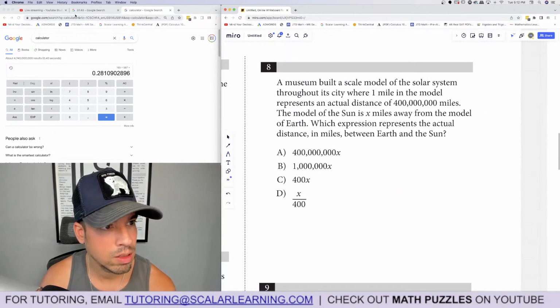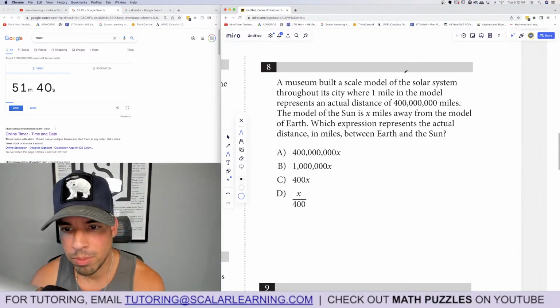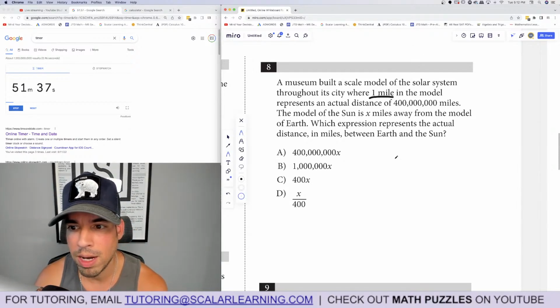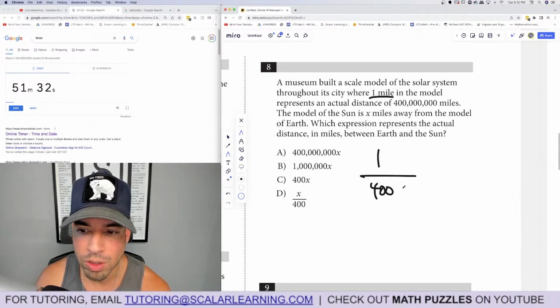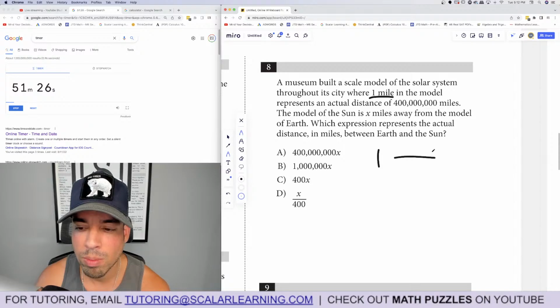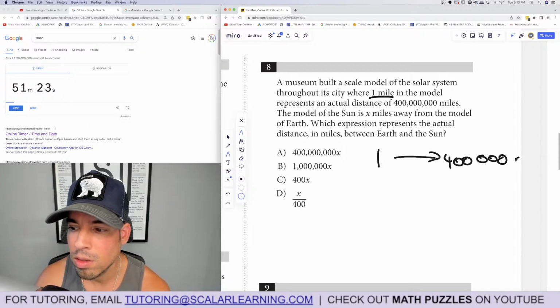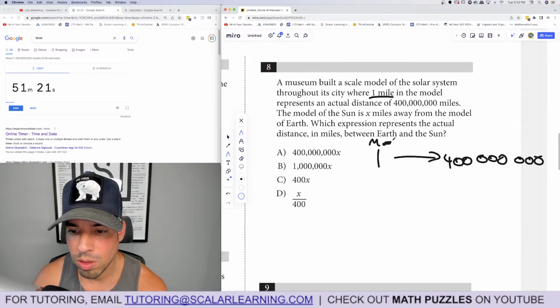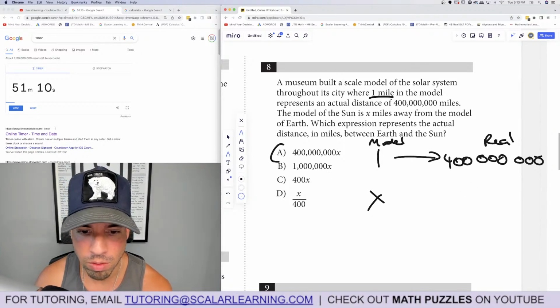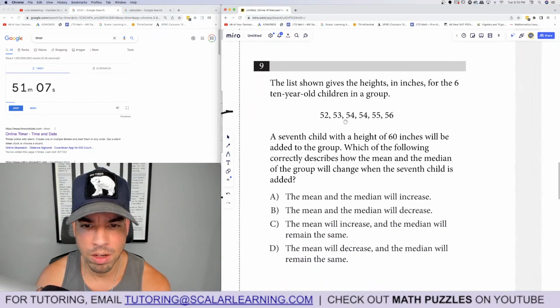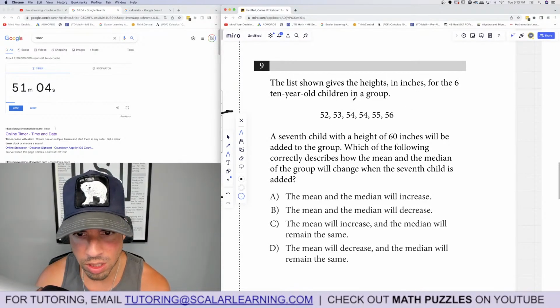Number 8. Let's go back to the timer. We've got a museum-built scale model solar system where 1 mile in the model represents an actual distance of 400 million miles. Wait, hold on. 1 mile represents 400 million. The model of the sun is X miles away from the model of Earth. Oh, and then it's just whatever you have in the model times 400 million. So, A.